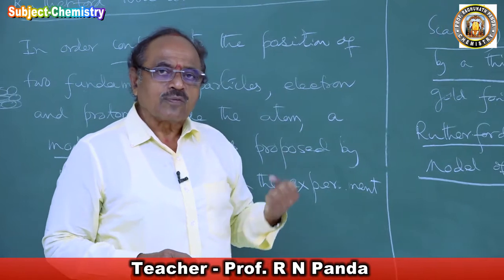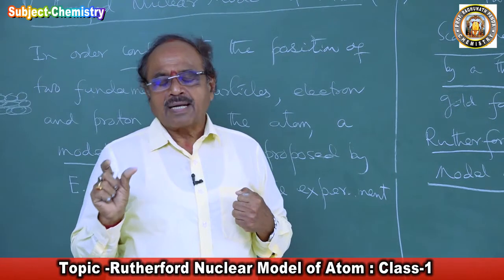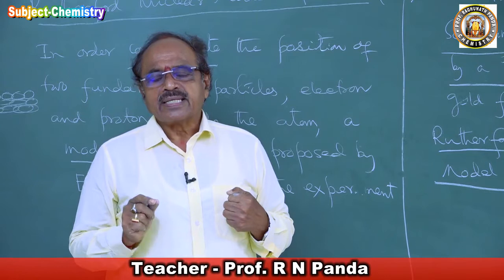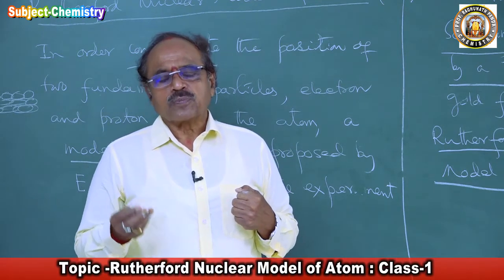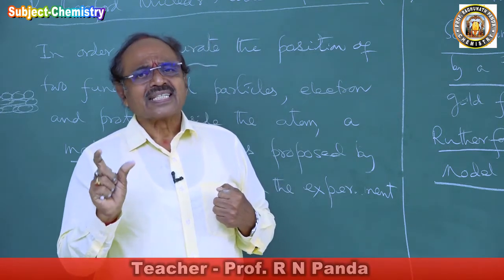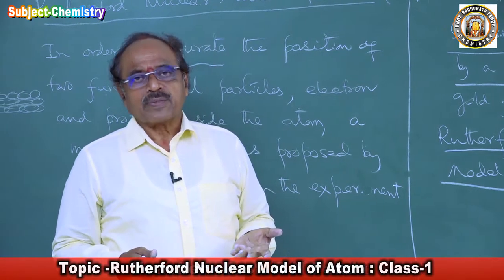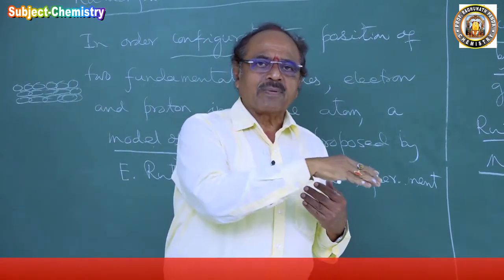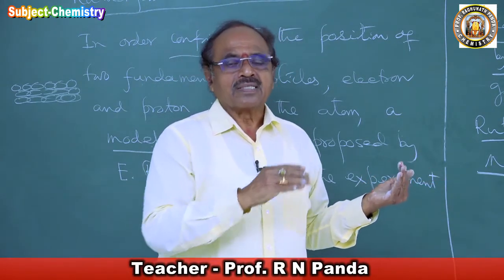He took a gold foil of 400 angstrom unit thickness. One angstrom unit is 10 to the power minus 8 centimeter. That means it is almost 0.0004 centimeter thickness. He prepared the gold foil. Then he carried out an experiment where the alpha particles were scattered. When the alpha particles were bombarded upon the gold foil, they scattered. They did not go in a straight line.